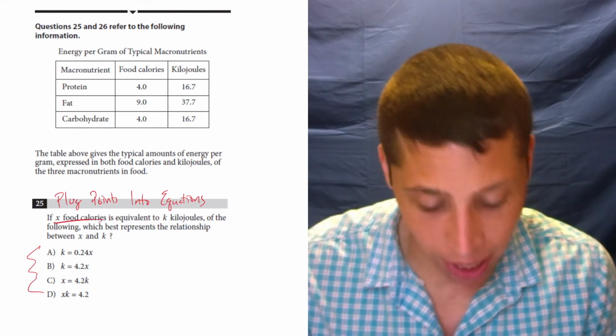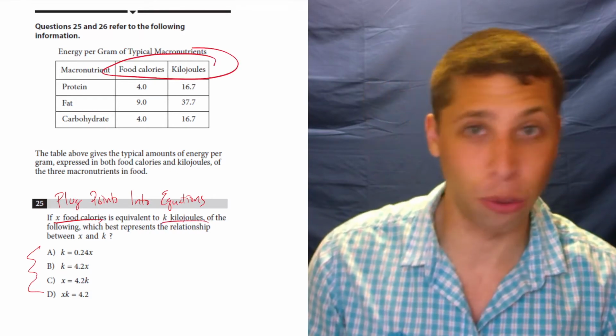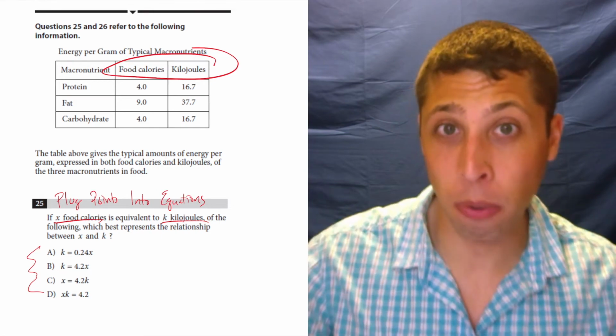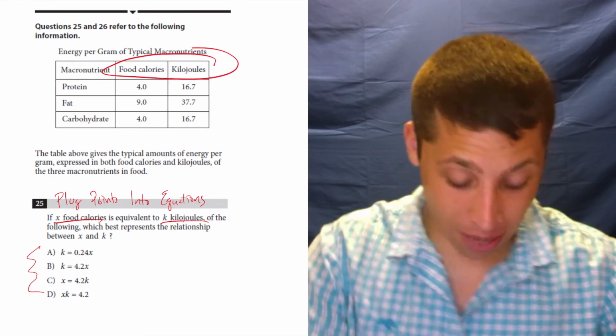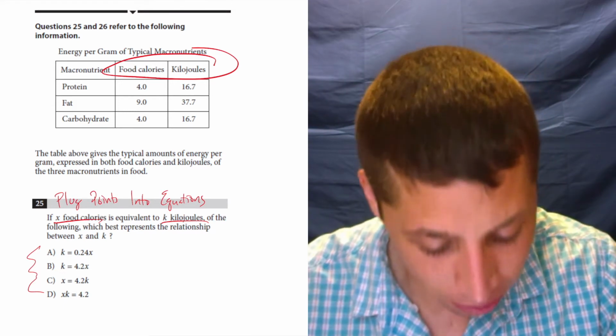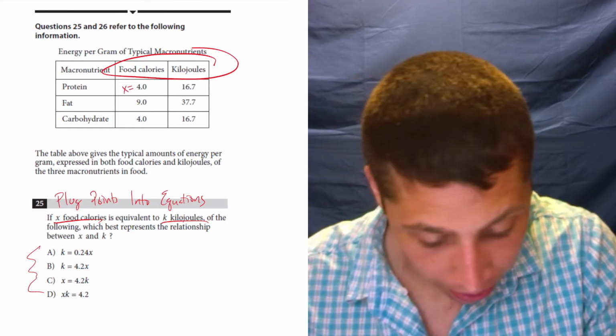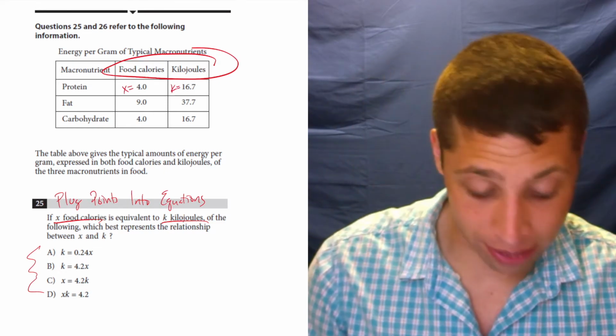X is the food calories, K is the kilojoules. Look at the top here, food calories and kilojoules. This is a chart of points. I just need to take a point and plug it into the choices and see what happens. So I'm going to convert this, right? So X is going to be 4 and K is going to be 16.7.